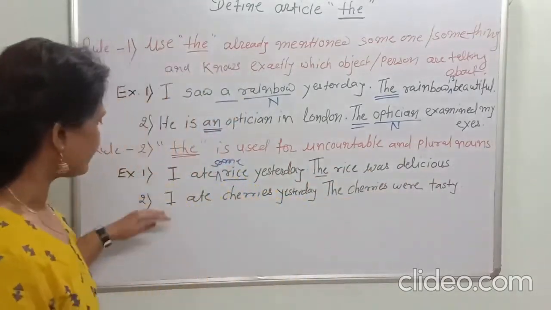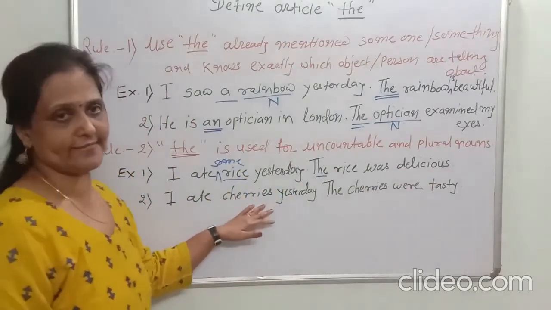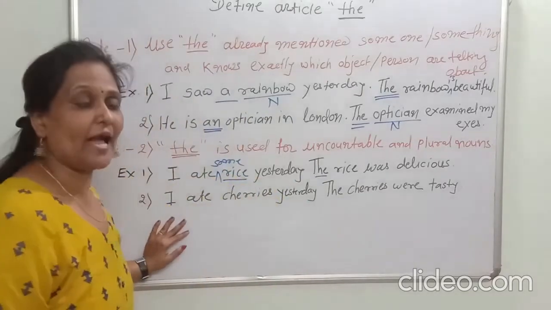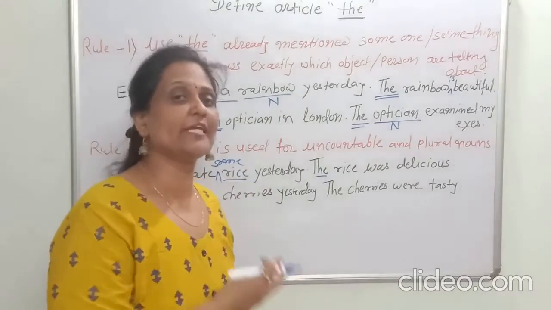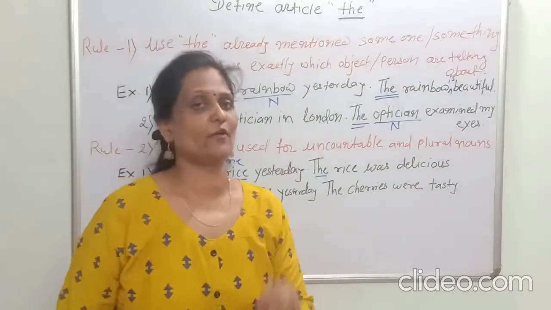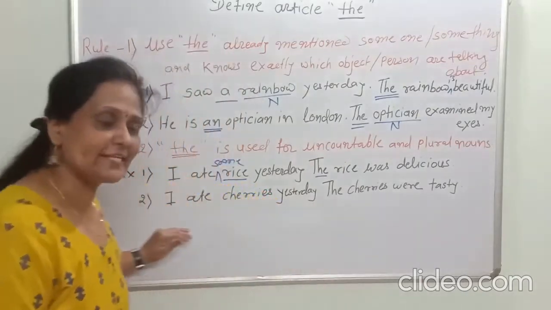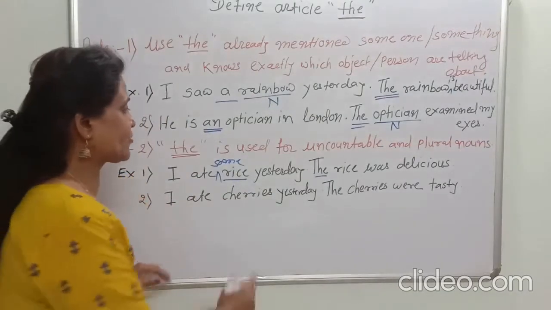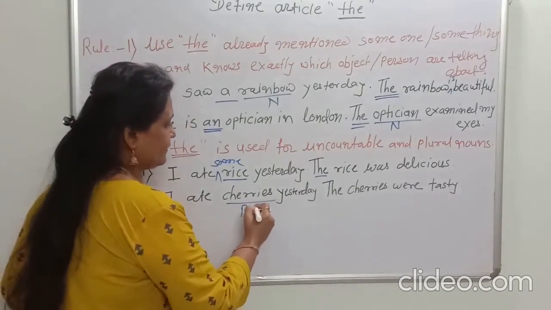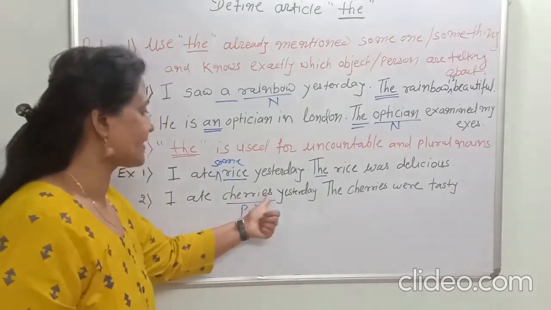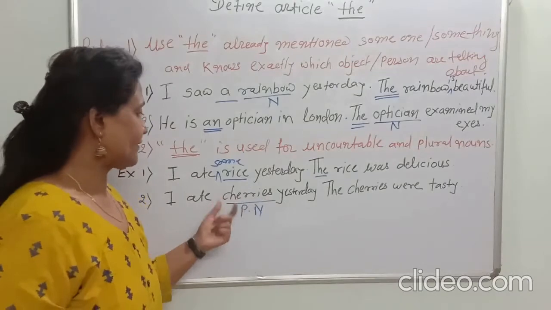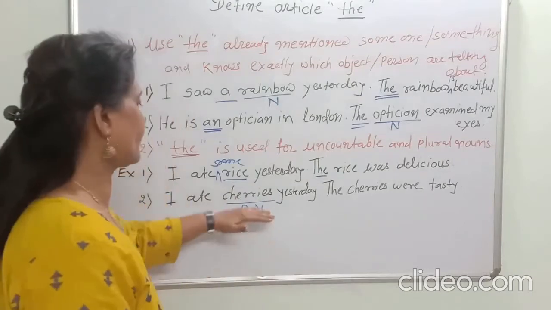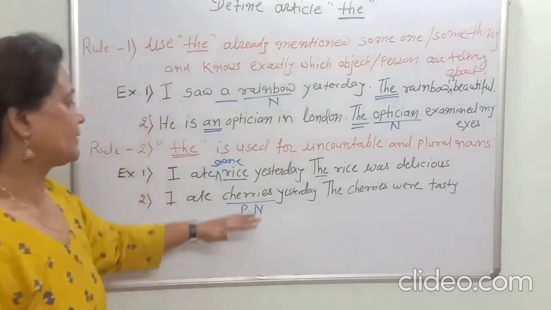Okay. Next, I ate cherries yesterday. In the first sentence, when I talk about something or someone for the first time, we would have to use a or an. But here is a plural noun. In this sentence, cherries is the plural noun. Many cherries are there, right? So here I write cherries, meaning many cherries. This is the plural now.